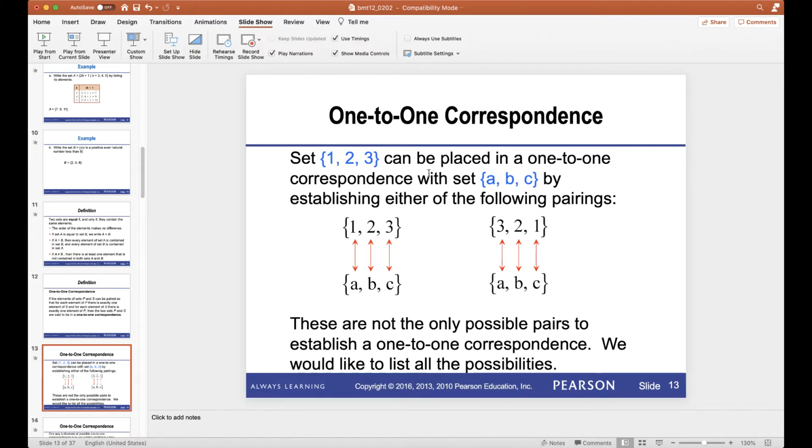So the set 1, 2, 3 can be placed in a one-to-one correspondence with set A, B, C. They each have 3 elements, and we're just saying 1 goes to A, 2 goes to B, and 3 goes to C. These are not the only possible pairs to establish the one-to-one correspondence. Of course, you could do a bunch of different possibilities. You can say 1 goes to B, 2 goes to A, and 3 goes to C, or 3 goes to A, 2 goes to C, and 1 goes to B. You can do any kind of combination, but the more logical and best way to write it is to use 1, 2, 3. You're basically counting these off, right?